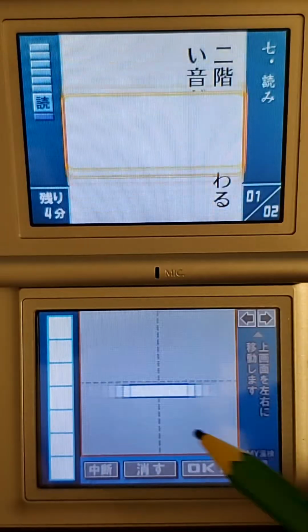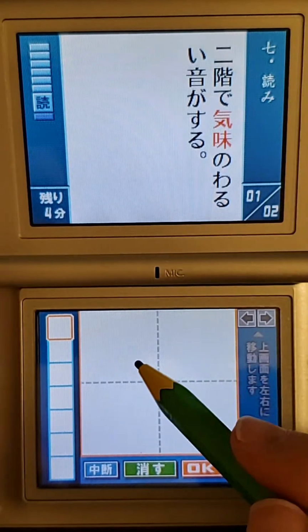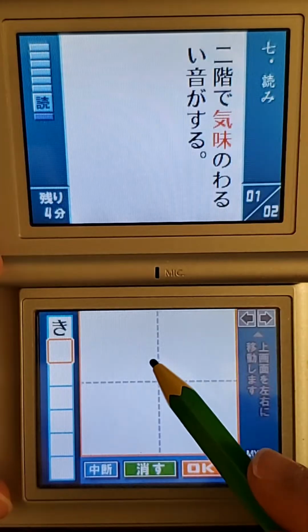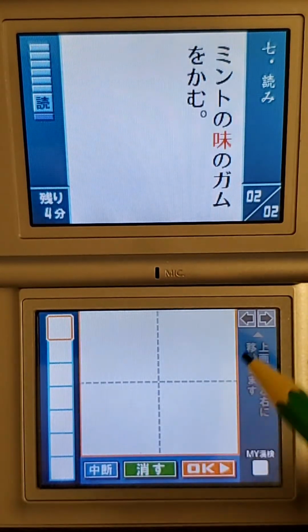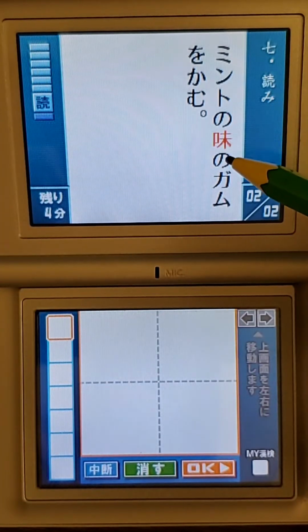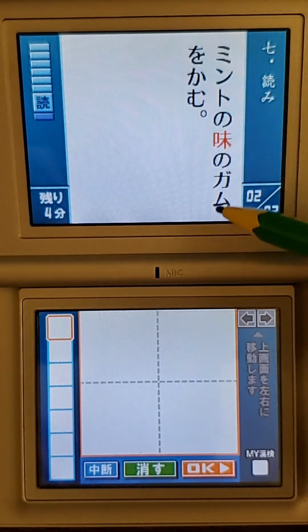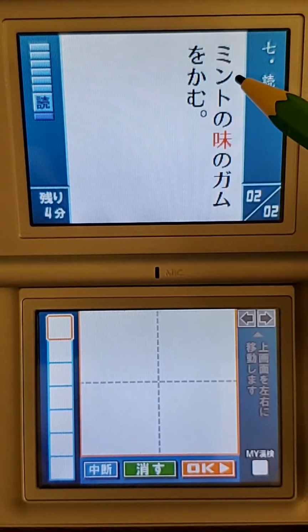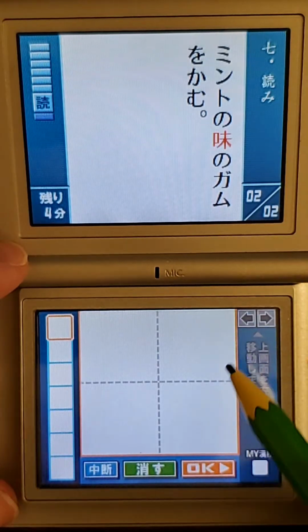Yeah, perfect. はい、2階で、の悪い音がする。木味 It sound right, but that's not 生地。君の悪い音がする。Put that in my Kanken. 君。ミントの味のガムを噛む。So ミントの味, so mint taste. Gum is gum and kamu is to chew. So I chew a mint taste piece of gum kind of thing. So aji.